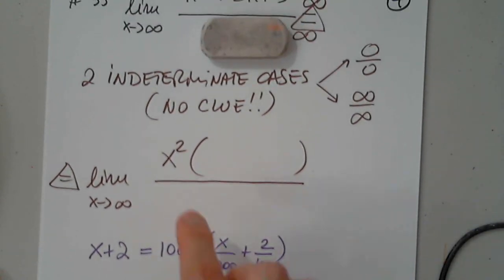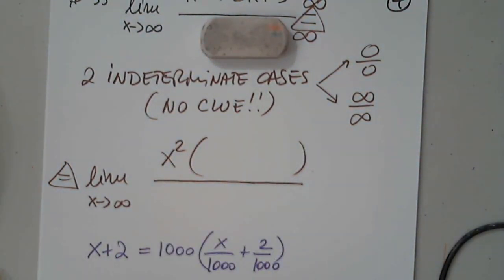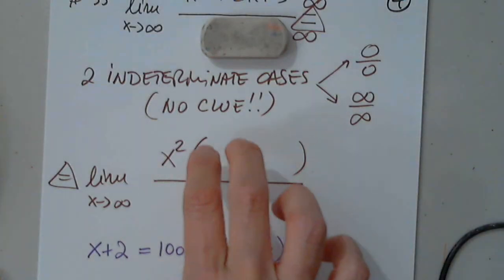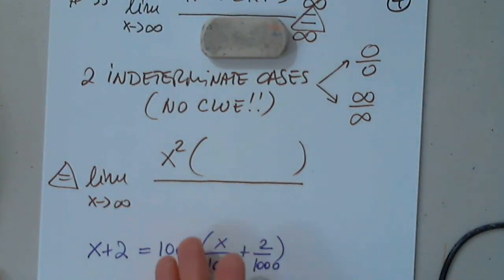So enough of this. Coming back here, I factor out x squared. Can anyone give us 3 terms here based on what we discussed? 3 terms.